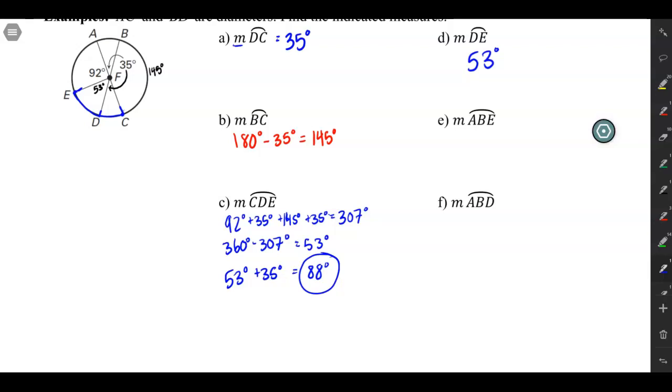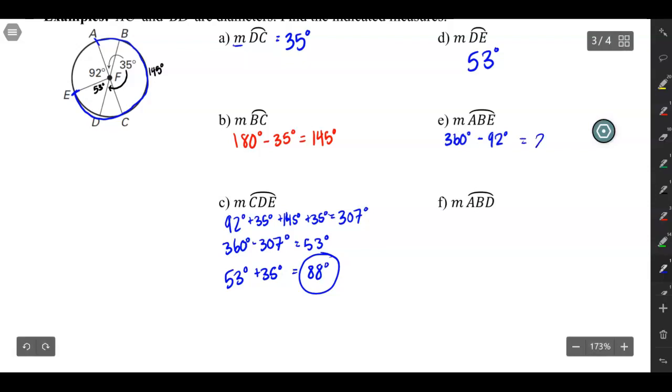Okay. Now let's look at, get rid of this blue, the major arc ABE. So this is going almost all the way around the circle. What I'm going to do is just take 360 and subtract 92 from that, because that's the only portion of the circle that we're not including in the major arc. So 360 minus 92 is going to give me 268. And that's the measure of that major arc.